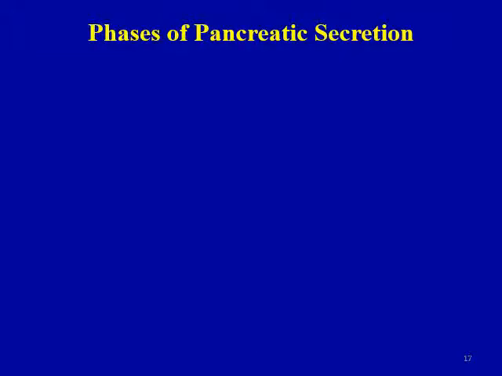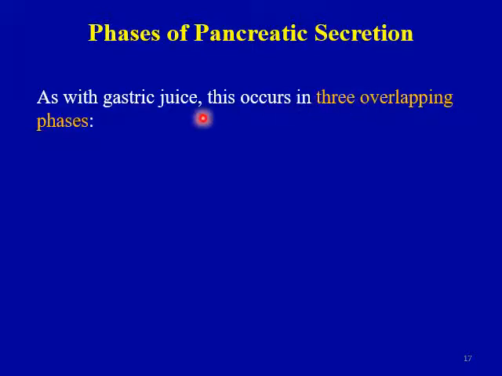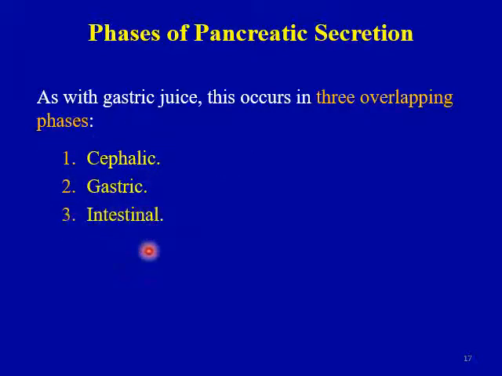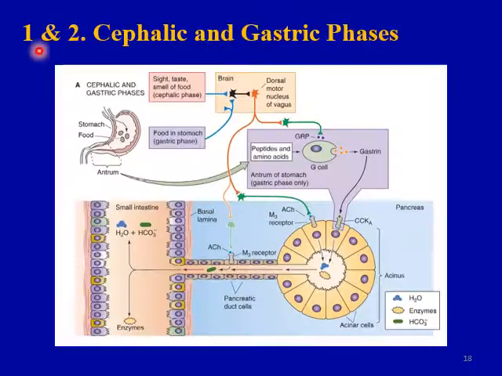Now let's talk about the phases of pancreatic secretion. As with the gastric juice, this occurs in 3 overlapping phases: the cephalic phase, the gastric phase, and the intestinal phase. We have 3 phases for the pancreatic secretion. In the cephalic and gastric phases, information comes from the sight, taste, smell of food, thinking of food, or distension of the stomach, or chemical stimuli, so stimulation of mechano or chemoreceptors in the wall of the stomach.